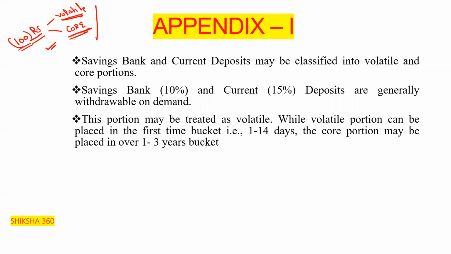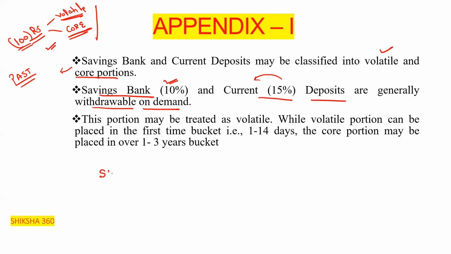So what is the meaning of volatile and core portion? We have to understand this concept further. Savings bank and current deposits may be classified into volatile and core portions as per past analysis. Under savings bank it is 10%, and under current account it is 15%, as deposits are generally withdrawable on demand.